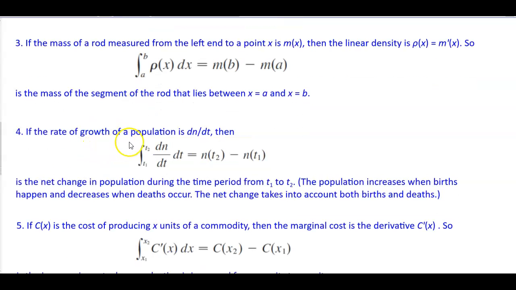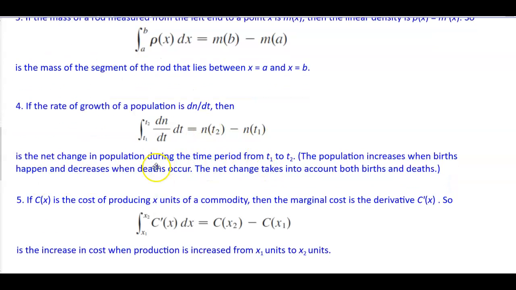Now, if the rate of growth of a population is dn over dt, then we can say that the integral from t1 to t2 of dn over dt is equal to n of t2 minus n of t1. This is the net change in population during the time period from t1 to t2. The population increases when births happen and decreases when deaths occur. The net change takes into account both births and deaths.